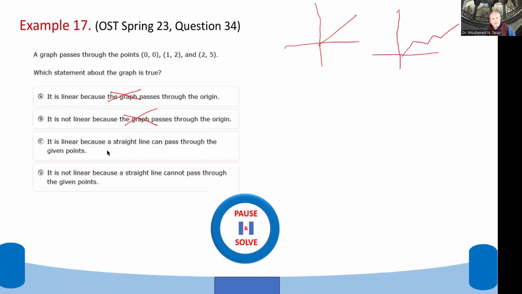Now, it is linear because a straight line can pass through the given points. That might be a situation here. It is not linear because a straight line cannot pass through the given points. This one is opposite to this one, so one of them should be right. So now we have to do some calculation, okay?